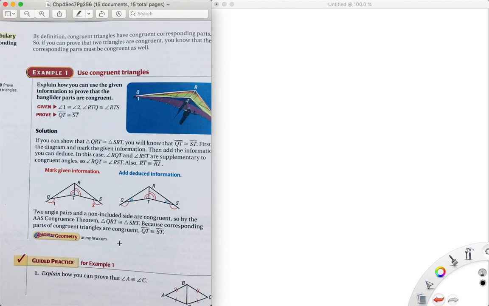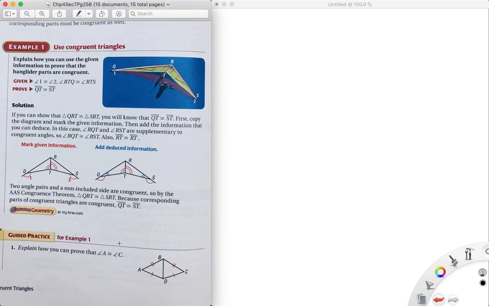Here for number one, they ask you to explain how you can prove that angle A is congruent to angle C. And as you can see, we already have these two triangles with two pairs of congruent sides. AB is congruent to BC, AD is congruent to DC. All we would have to say is that BD is congruent to itself, and then we could say that triangle ABD is congruent to triangle CBD. And then we can say that because of side, side, side, A is congruent to C because of the CPCT.